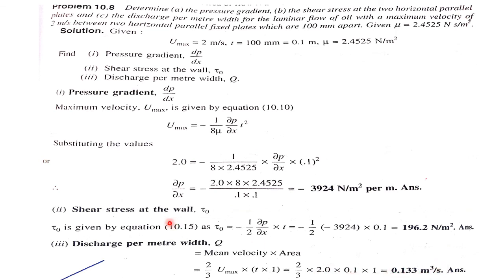So already we know this formula also: maximum velocity divided by average velocity is equal to 3 upon 2. Therefore average velocity is equal to 2/3 of the maximum velocity. That formula we have used here.